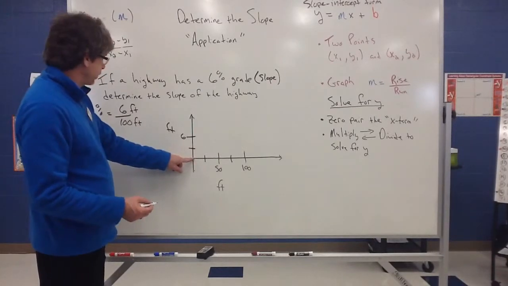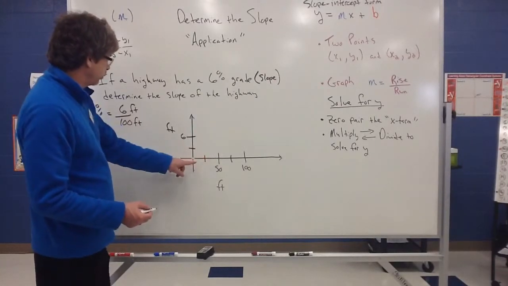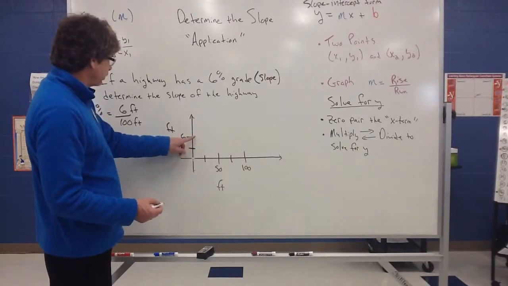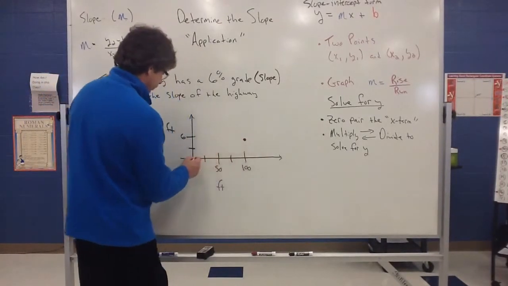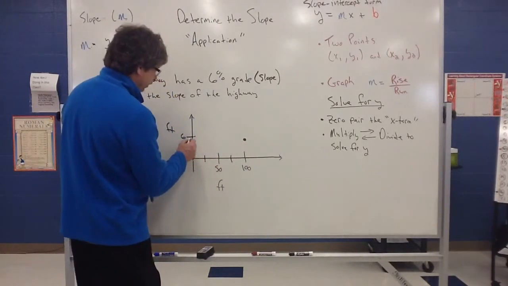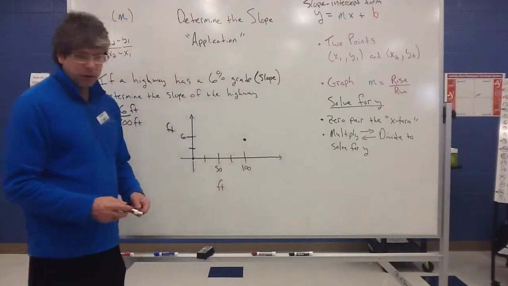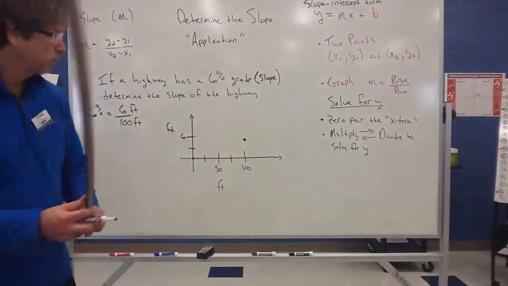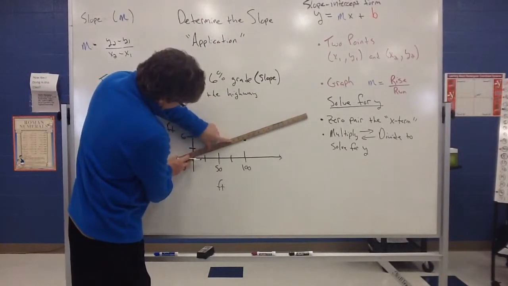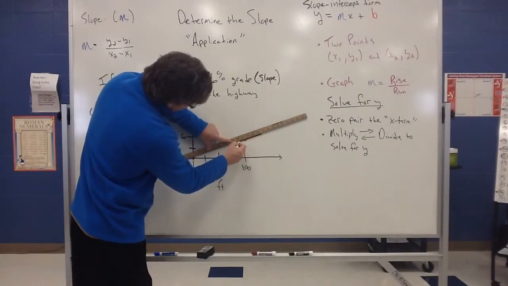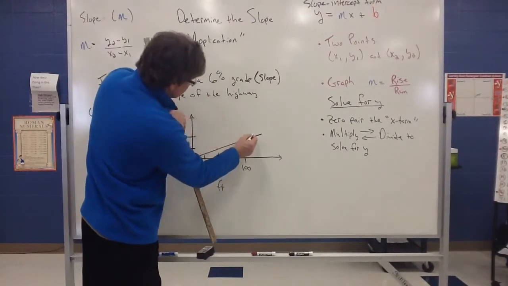just as a starting spot, you can start it anywhere, but keep it simple for me. Start here. If it rises up 60, it's got to run 100. So from this spot here, rising up 60, it runs 100. That would be the sketch of the graph. So the highway has kind of this look to it.